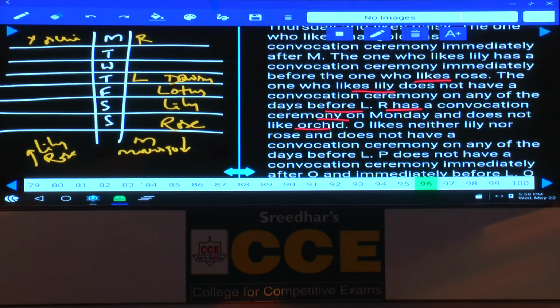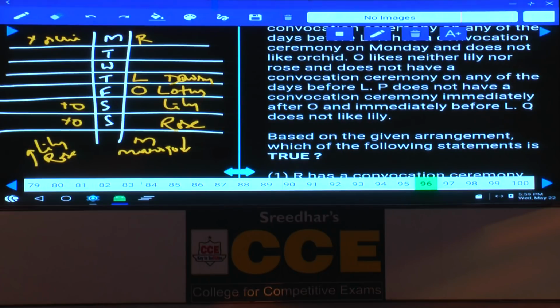And next one: O likes neither Lily nor Rose. Hence O cannot be in these two places. And O does not have a convocation ceremony on any one of the days before L. Hence O must be on Friday. Clear now? O is on Friday. Next one: P does not have a convocation ceremony immediately after O.